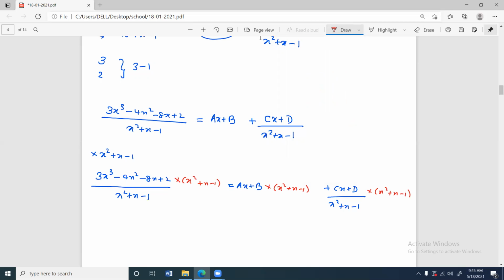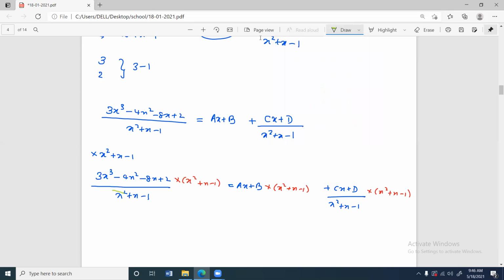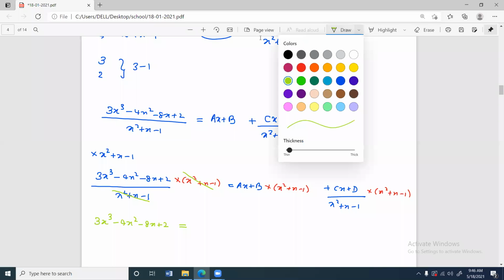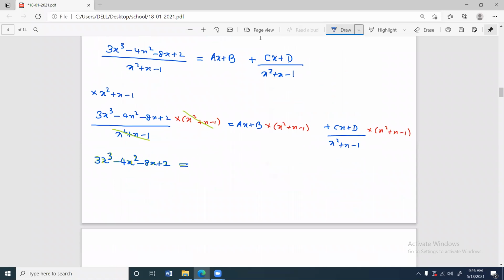Minus 1. Then what happens here is, when you do this, this expression cancels with this. Then what is the remainder? The remaining term is 3x cubed - 4x squared - 8x + 2 equals, from here you need to expand this bracket. Sorry, I will use a more prominent color so you can see this clearly. Equating, I have to expand this bracket. Let's do this expansion.